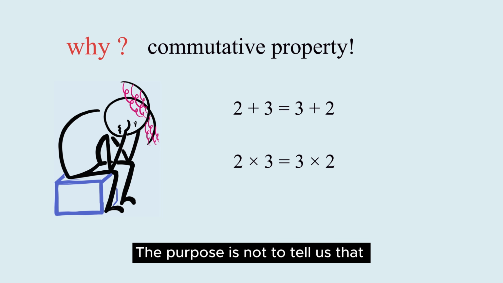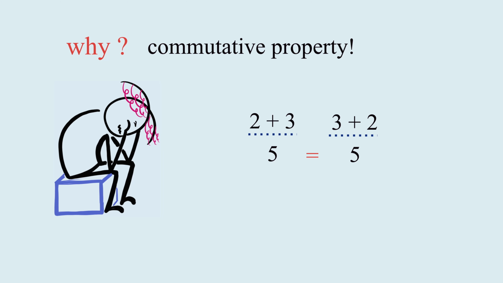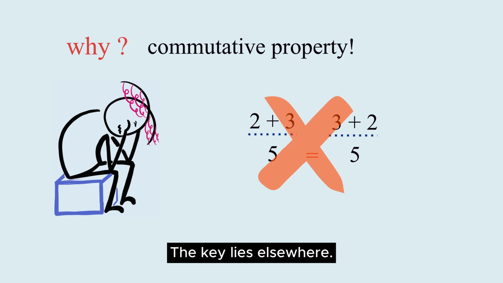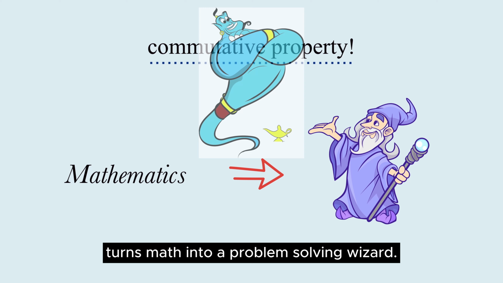The purpose is not to tell us that the value of 2 plus 3 is the same as the value of 3 plus 2. The key lies elsewhere. That key is a spell that turns math into a problem-solving wizard.